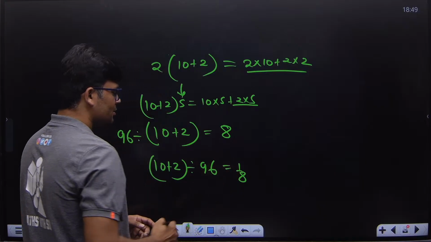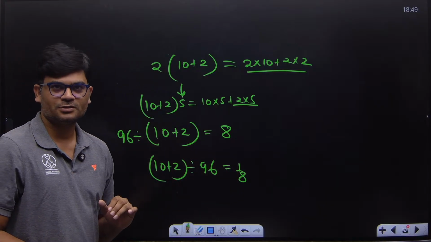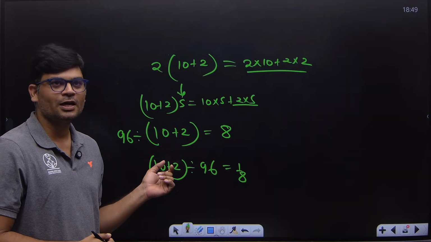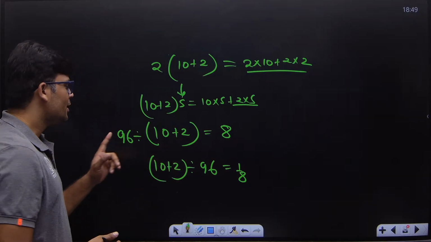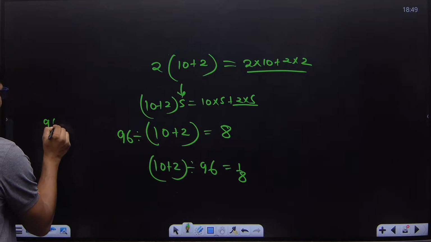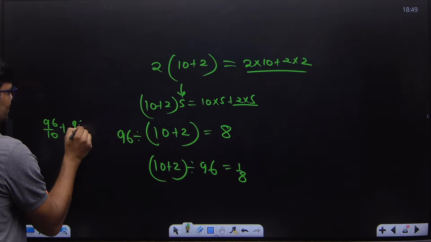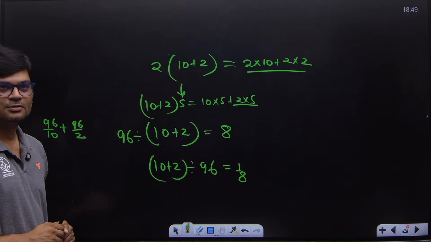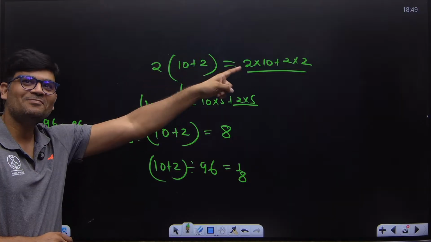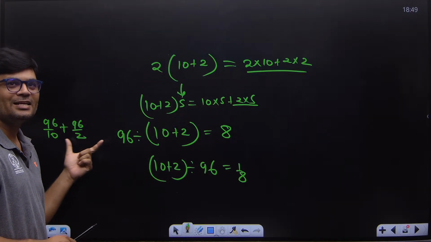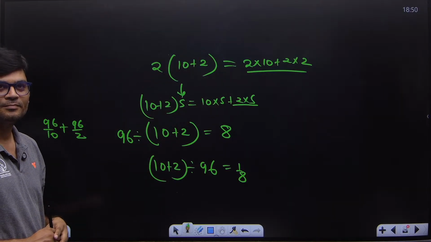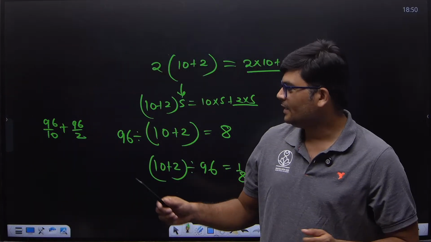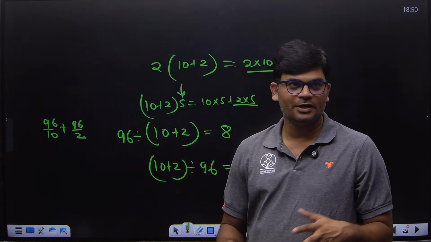Now the question is, we have solved it using the bracket first, using BODMAS. But let us find out whether it works for the distributive property or not. Can I write 96 divided by 10 plus 2 as 96 divided by 10 plus 96 divided by 2? Can I write like this? No. I wrote it in multiplication, but can I write the same thing in division as well? No, because that is not allowed. 96 by 10 is a different number, 96 by 2 will be a different number.